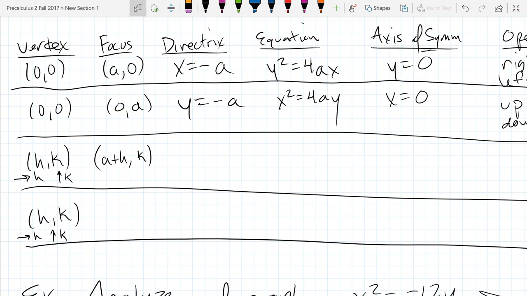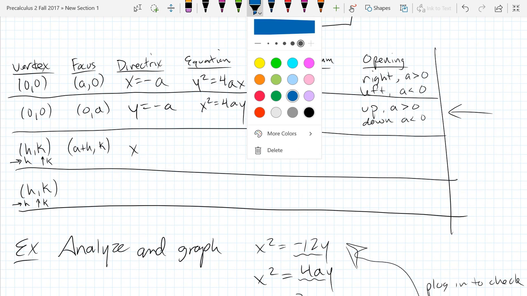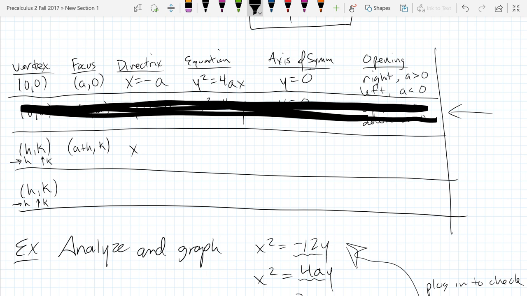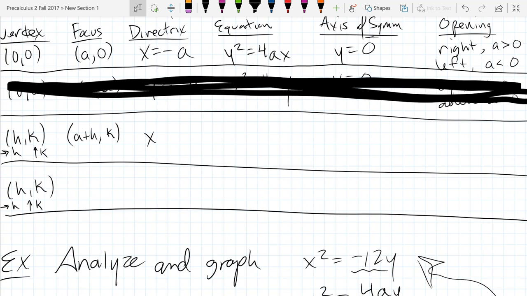All right, directrix, we're shifting to the right h. So what is our new directrix? We're copying off the top line. Let me blank out that second row right here so we don't look. I'll redact it. So we're just going for the top row, and we're just translating. And we're moving to the right h and up k. So what would my new directrix equation be? All right, you're using too many brain cells. So original was minus a, and all I'm going to do is move it right h. So it's minus a plus h. Basically, wherever you see the original x-coordinate, it's going to be a plus h.